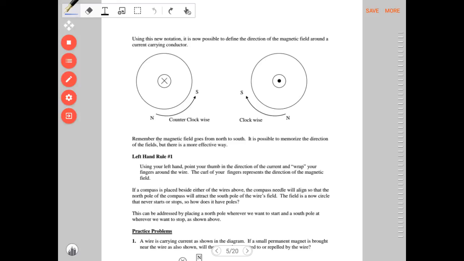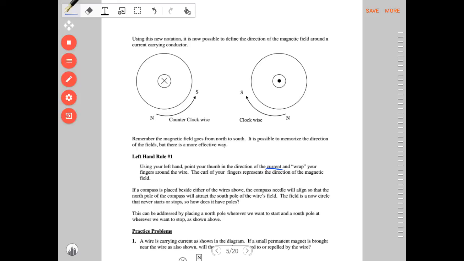Now, remember the magnetic field always goes north to south. It is possible simply to memorize these things, but there really is a better way. Okay, so left hand rule number 1. We use our left hand. Our thumb points in the direction of the current, either into or out of the page, and then we wrap our fingers around the wire. The curl of your fingers represents the direction of the magnetic field.